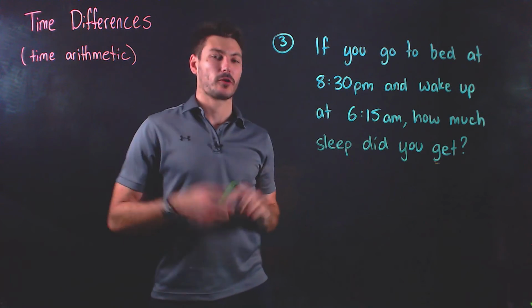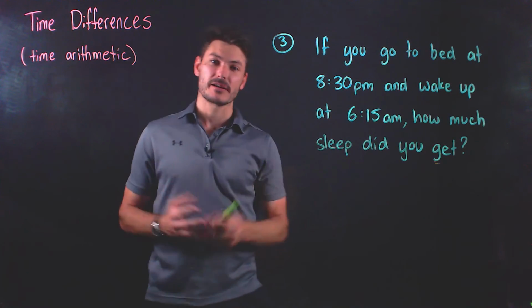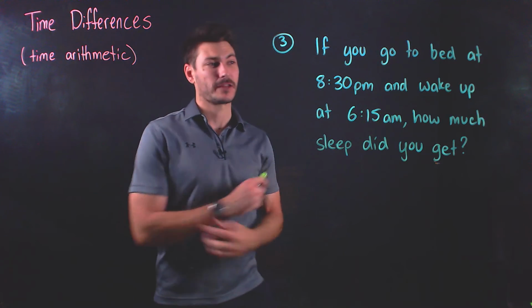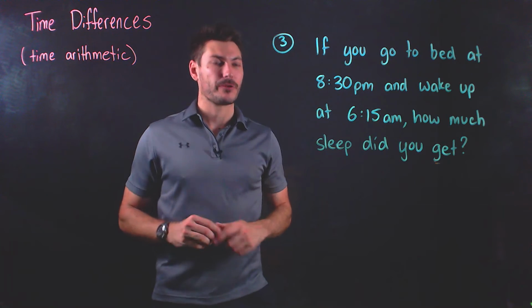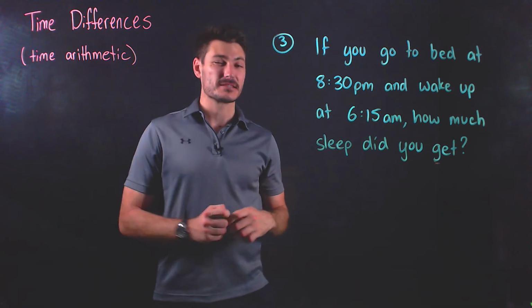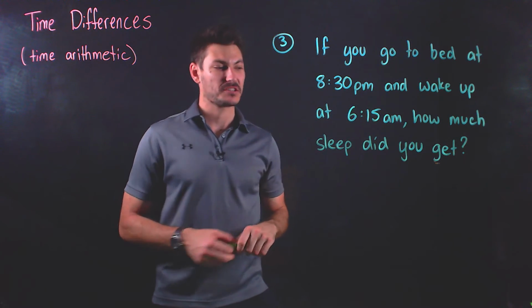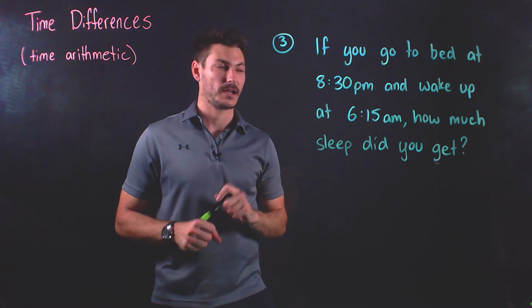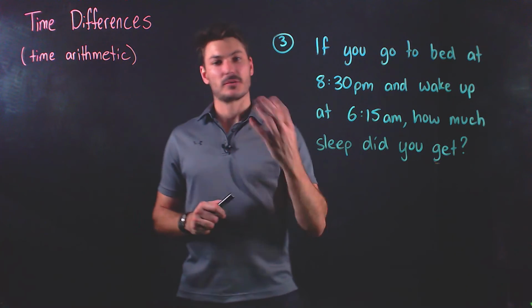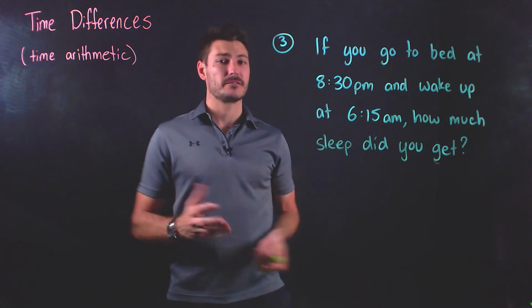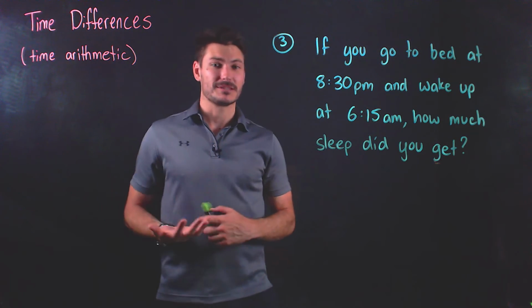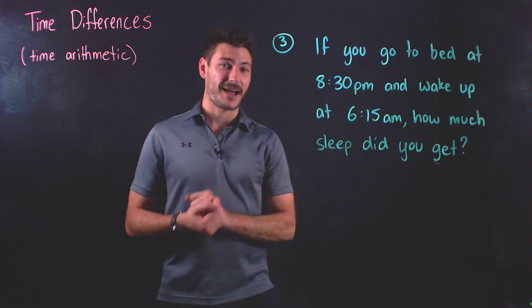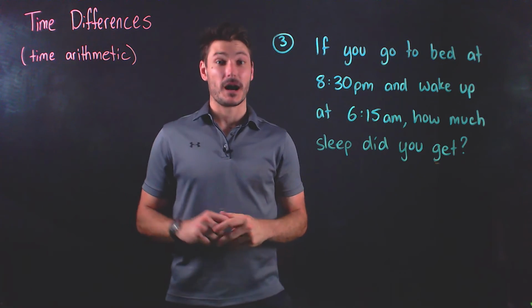And finally, we've got a worded problem here, a scenario, if you will, and we're going to try and solve that. So the question is, if you go to bed at 8:30 p.m. and wake up at 6:15 a.m., how much sleep did you get? Okay, so again, this is just going to be a strategy I use. You may have different strategies. There's many ways to solve this problem. My recommendation is, again, deal with hours first and worry about the minutes after.